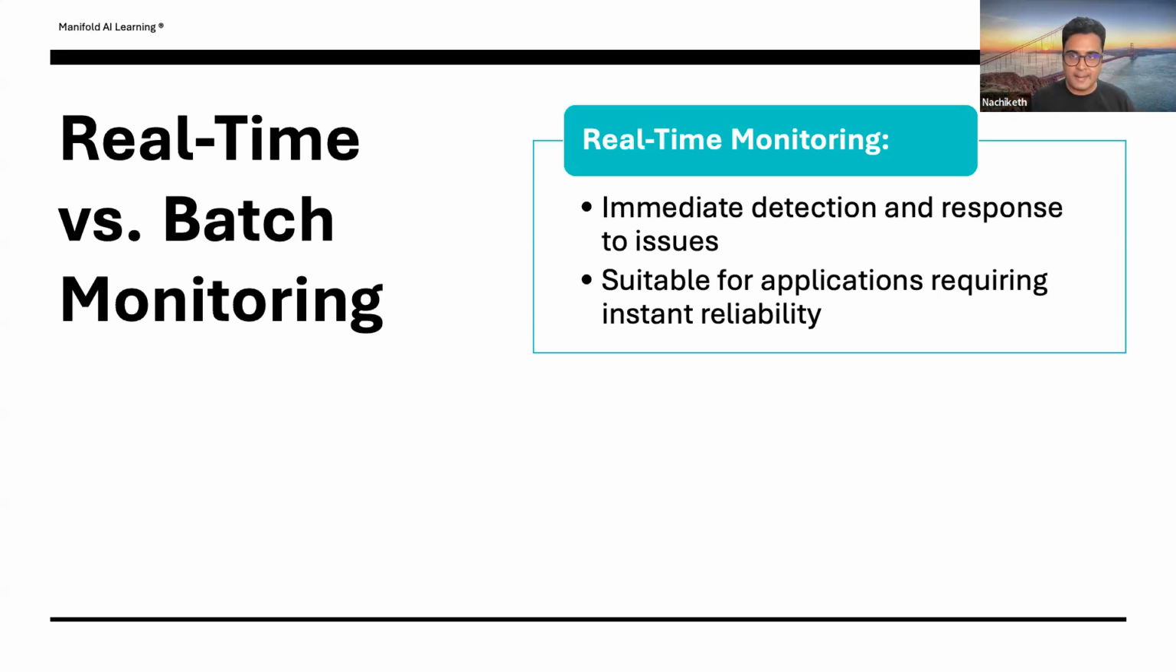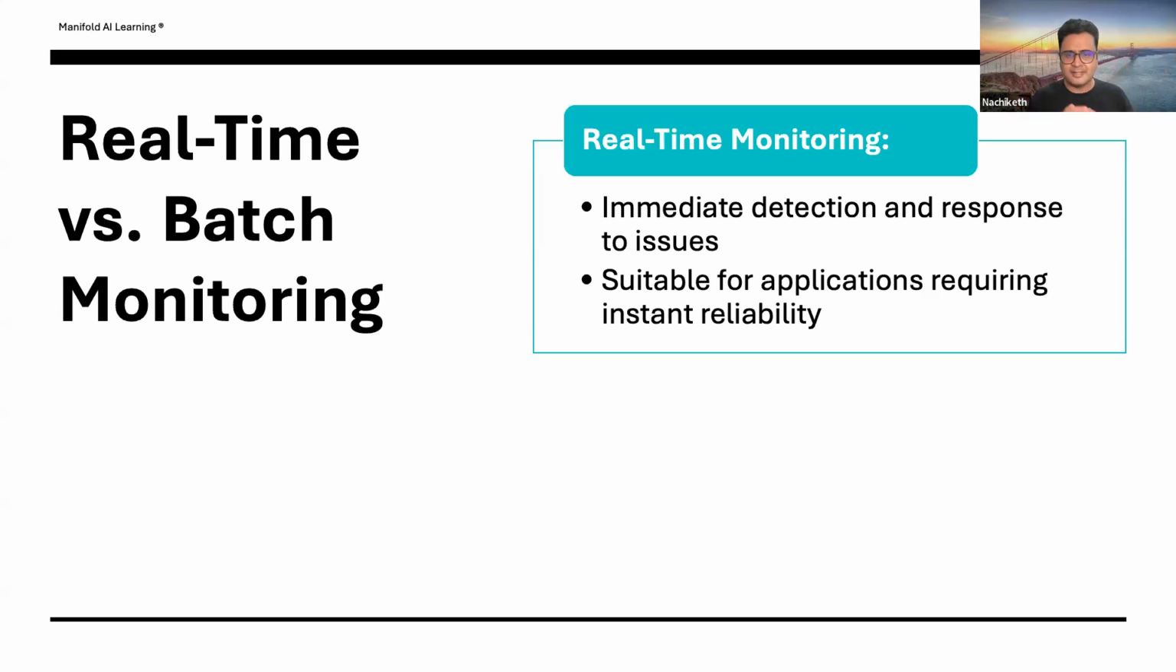Whenever there is a prediction that's happening in an immediate manner, we have to monitor it in such a way that we should be immediately able to detect and respond to those issues. As I mentioned, this is generally used when an immediate response is actually required, when the application demands that. Real-time monitoring is suitable for applications which require instant reliability.